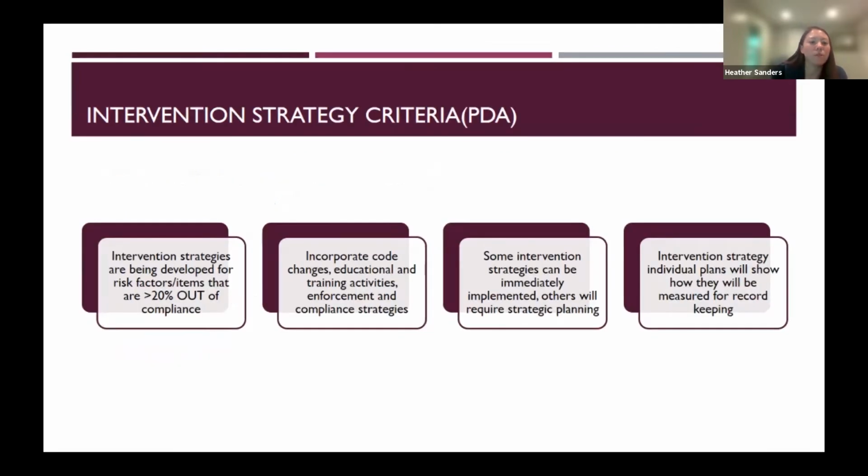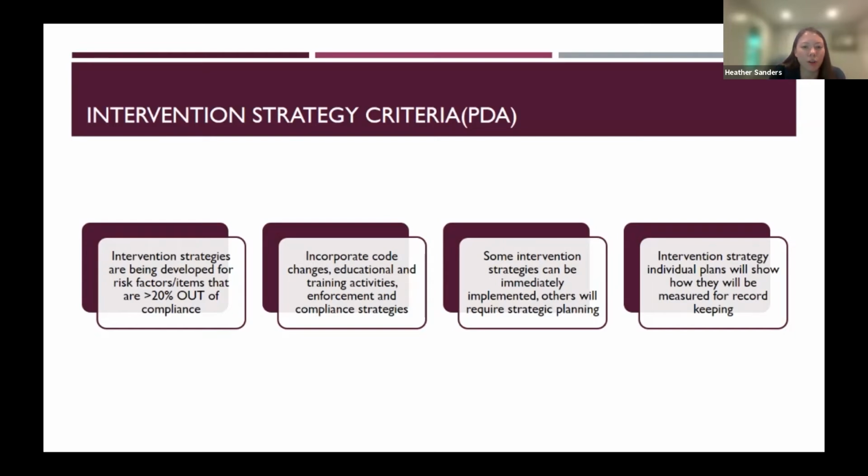Okay, we used a greater than 20% out of compliance for the need to develop intervention strategies. We are in the process of developing code changes, education and training activities, enforcement and compliance strategies. In fact, next week we are starting the standardization process, and it will be one of our goals in the next year, which may change the results of our next study.